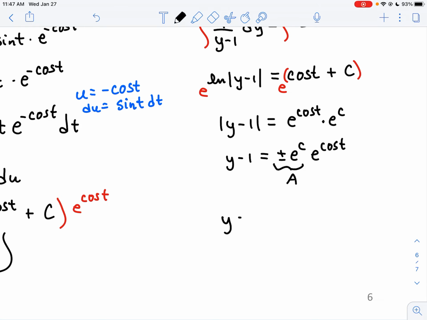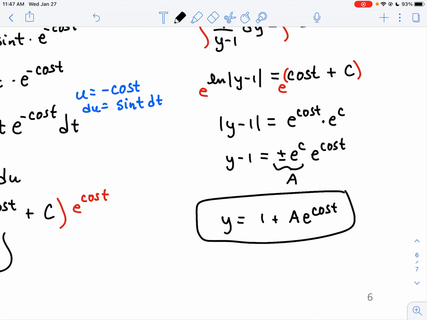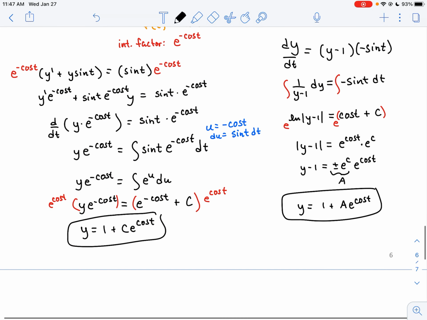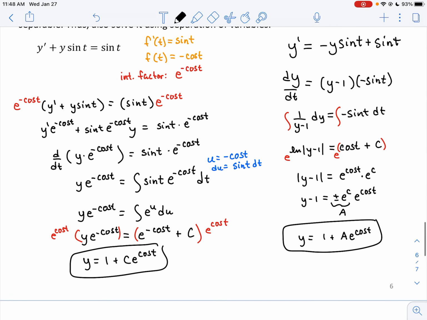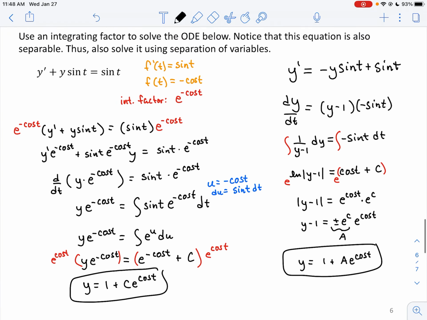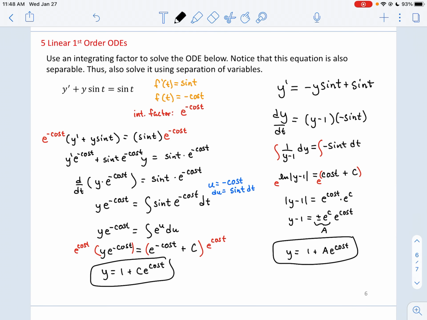Now we've got to add 1 to both sides, and notice we get y is equal to 1 plus some constant times e to the cosine of t. And this is the same result we got using an integrating factor. Same general solution. Different letters to represent the arbitrary constant, but it's the same general solution. And that wraps up our lesson on topic 5.